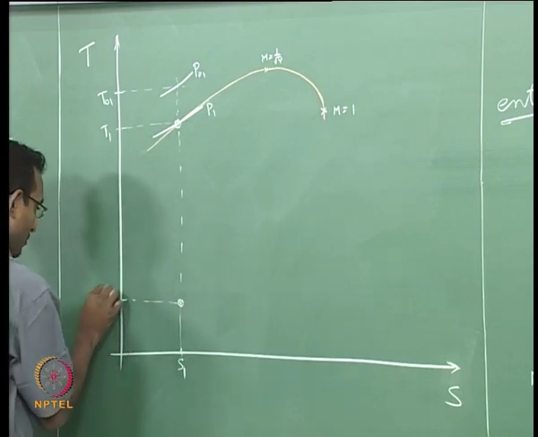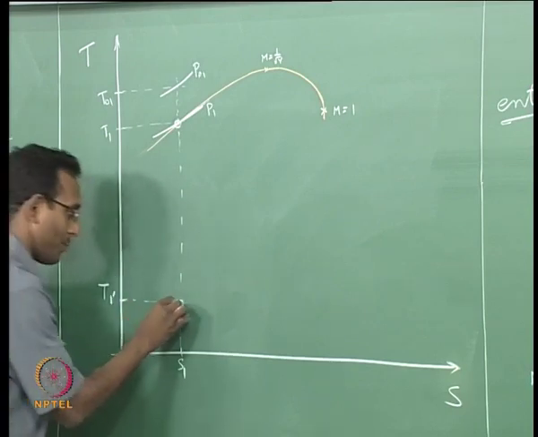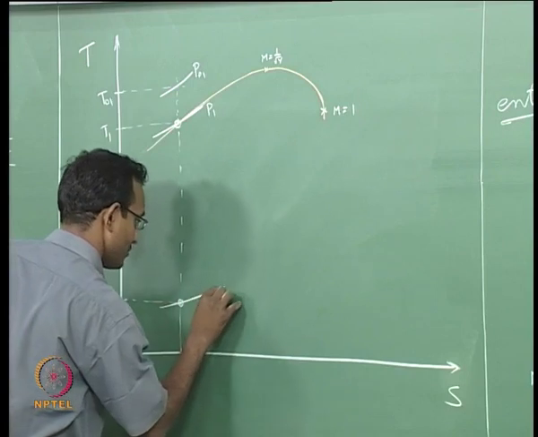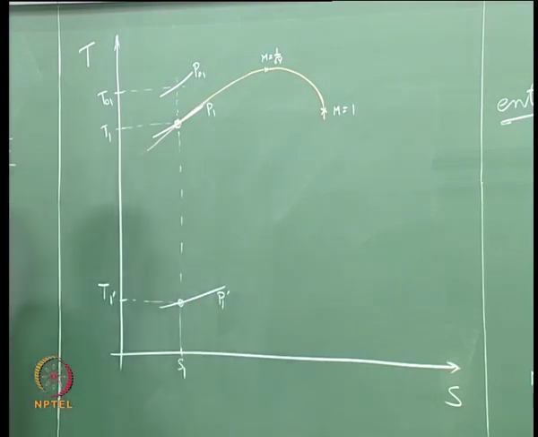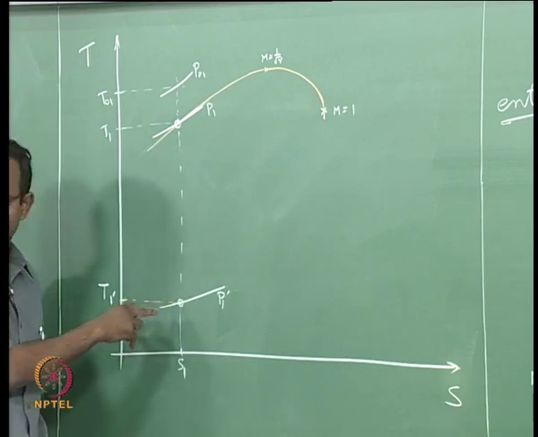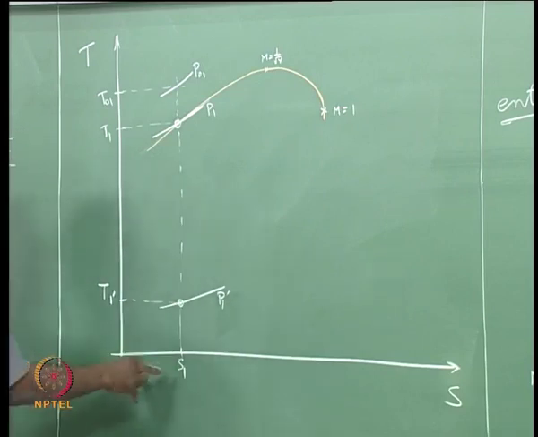I should call it T1 prime. So I'll have a P1 prime going through this. Now I want to see if it is supersonic condition m greater than 1. I am going to go from here. Of course, if I heat, my entropy increases. I want to see what happens to temperature.